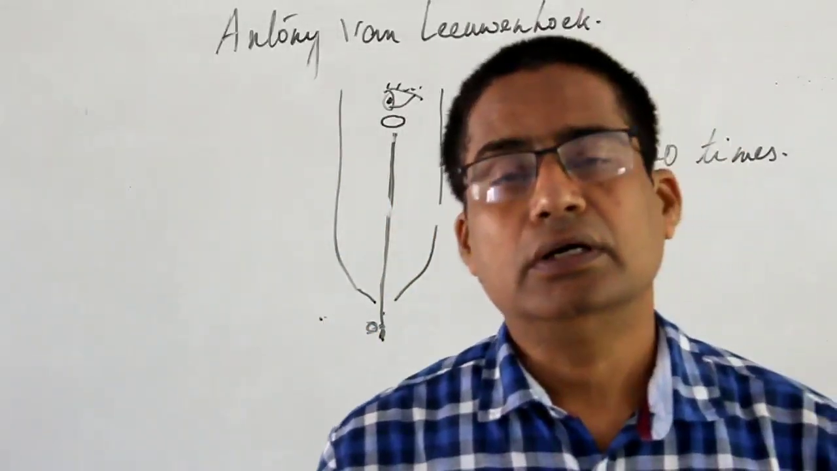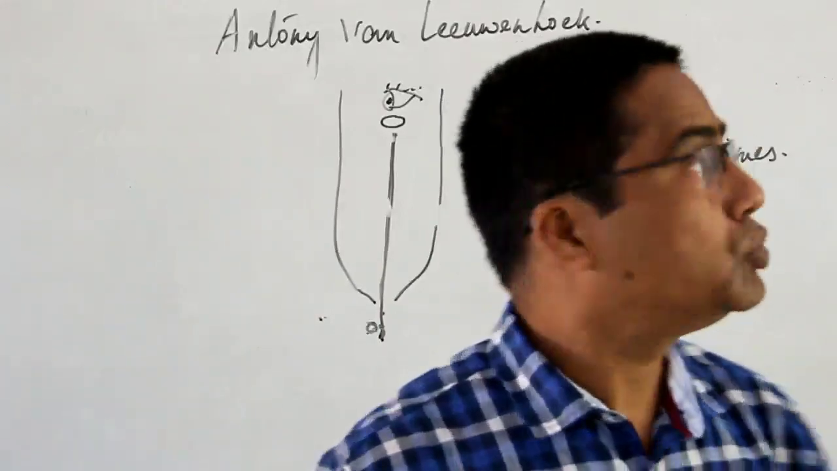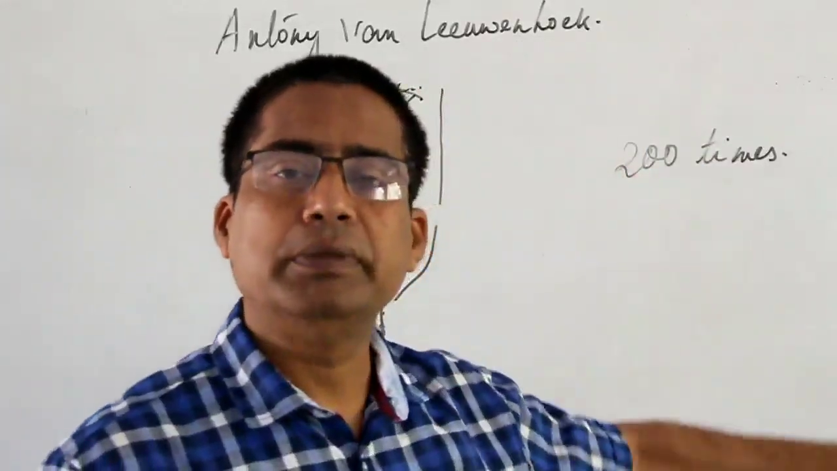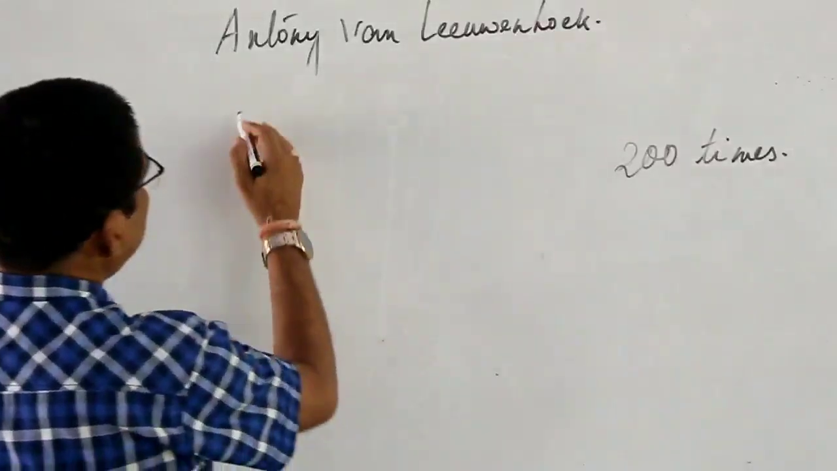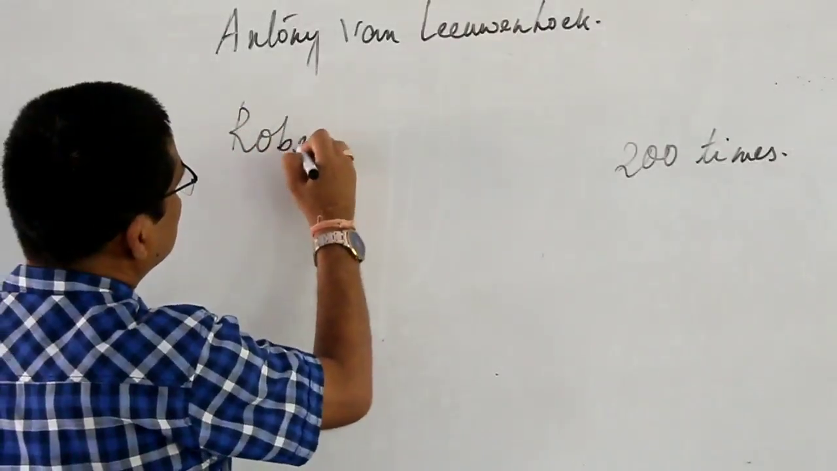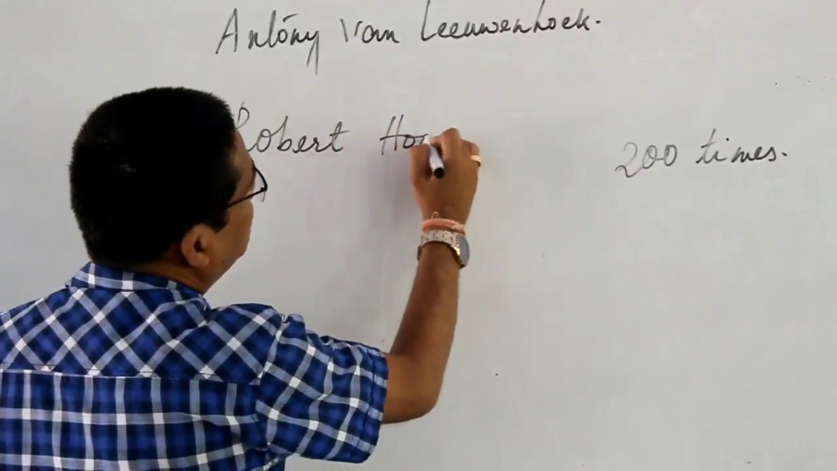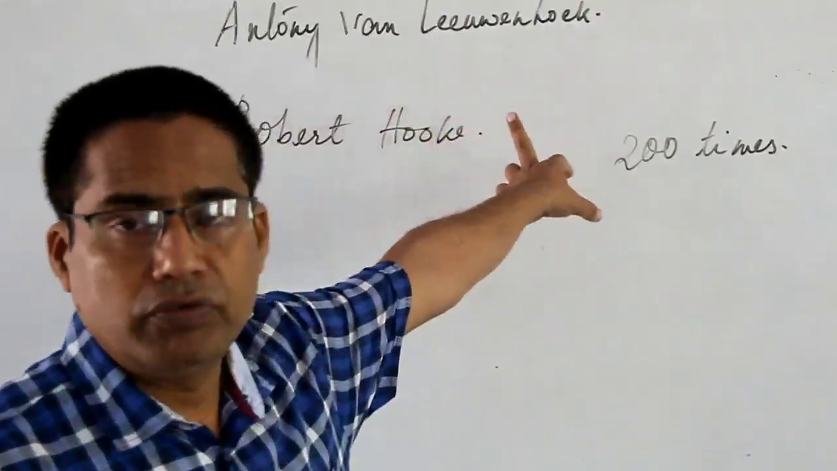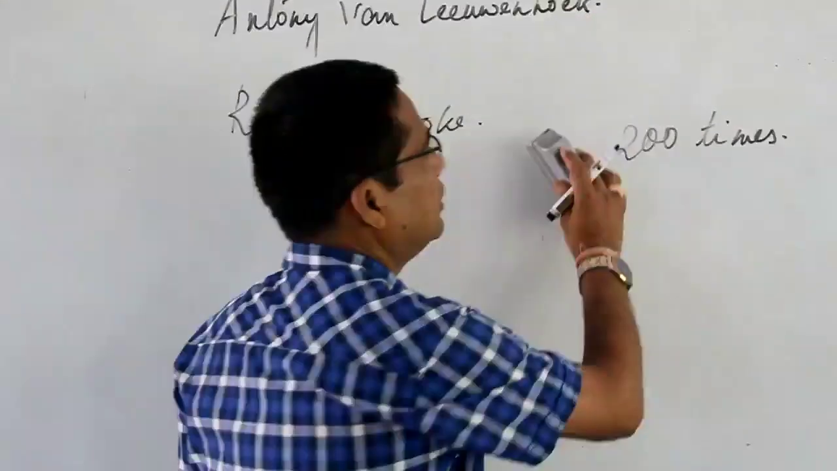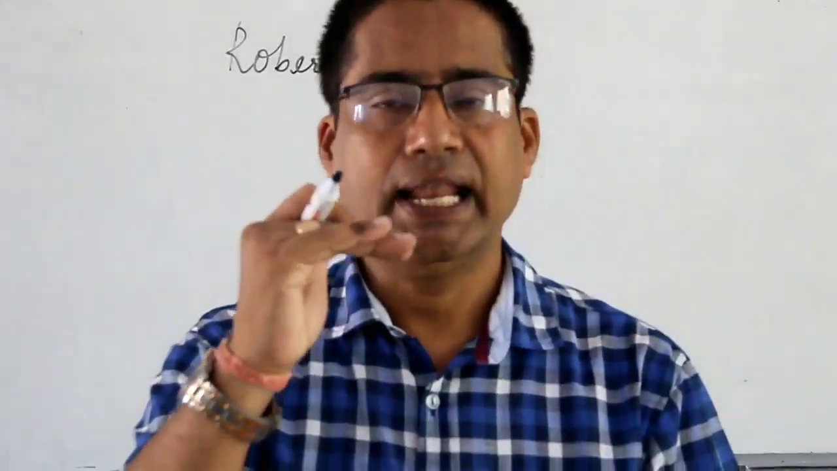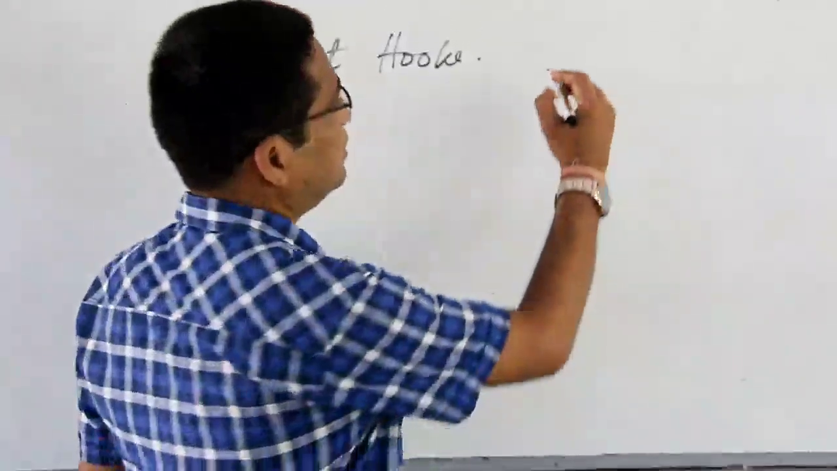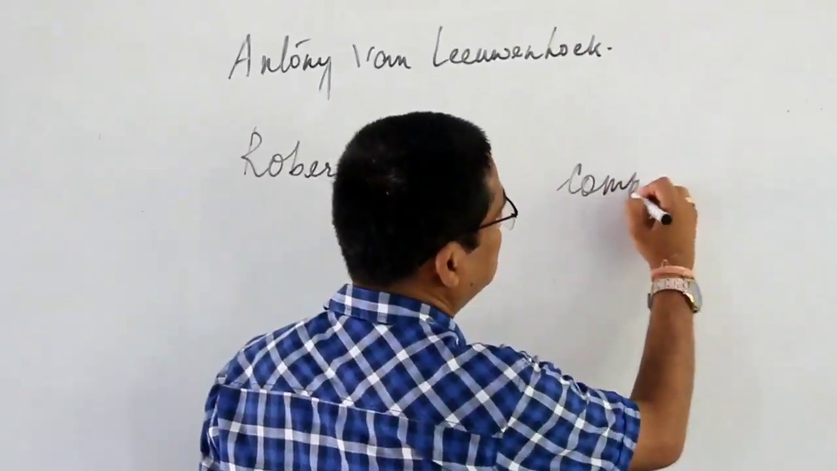Later on, a person who was contemporary to Antony von Leeuwenhoek, contemporary meaning living in the same period, was Robert Hooke. What he did was arrange two lenses together, and this was called a compound microscope.